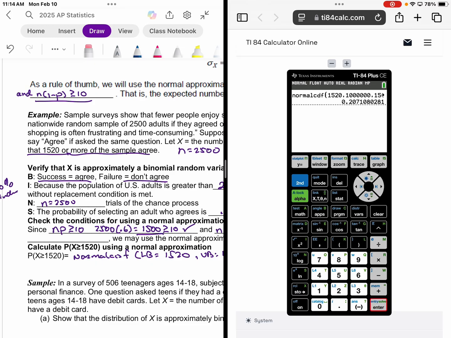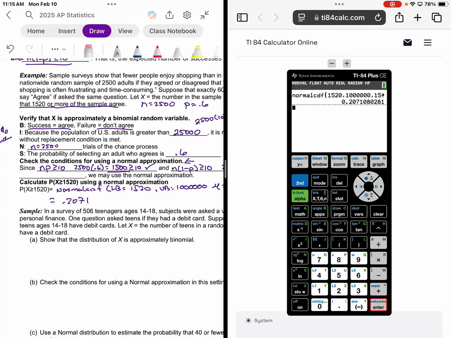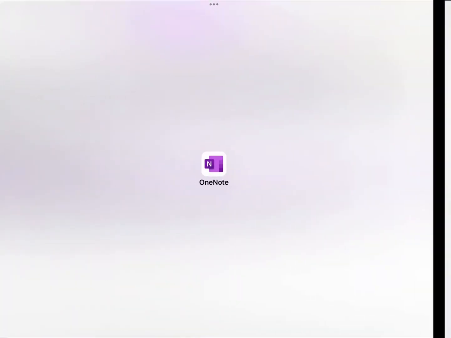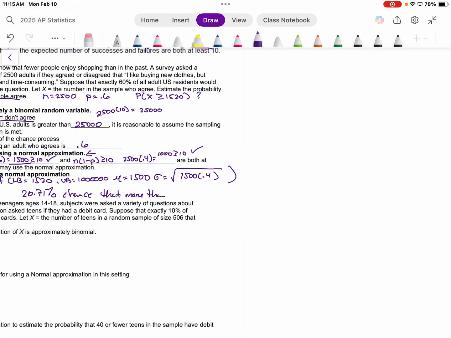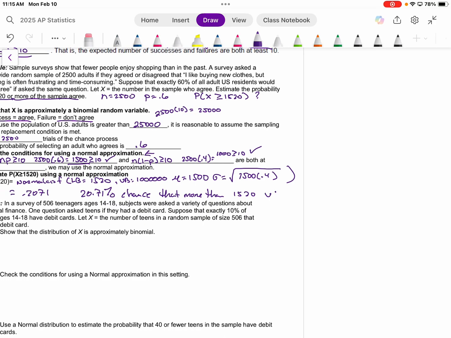And we find out that the probability of that occurring is 0.2071. So we have a 20.71% chance that more than 1,520 U.S. adults will agree.